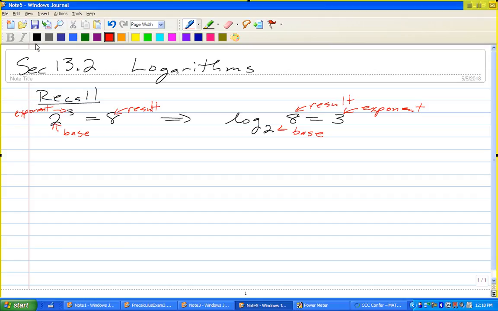So logarithms are exponents. And so similarly, 3 squared equaling 9, written in exponential form, can be written in logarithmic form as log base 3 of the result 9 is the exponent 2.